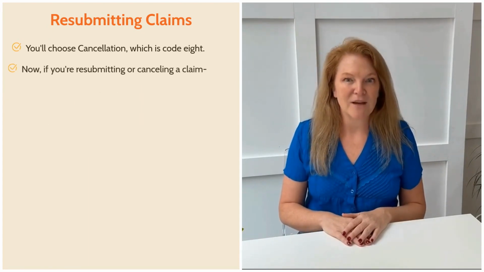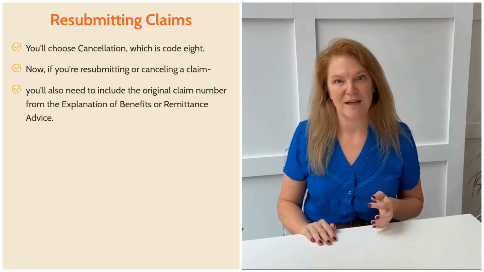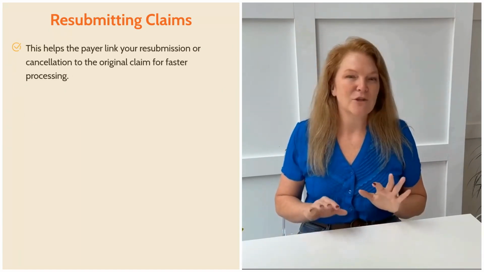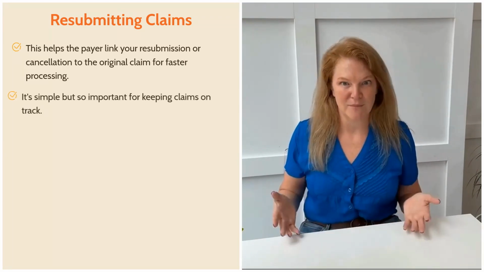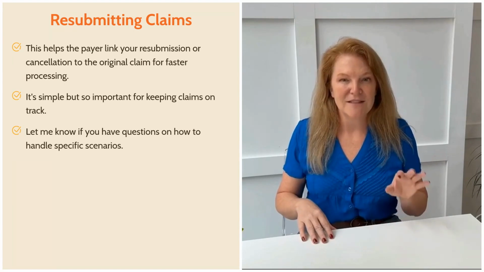Now, if you're resubmitting or canceling a claim, you'll also need to include the original claim number from the explanation of benefits or remittance advice. This helps the payer link your resubmission or cancellation to the original claim for faster processing. It's simple, but so important for keeping claims on track. Let me know if you have questions on how to handle specific scenarios.